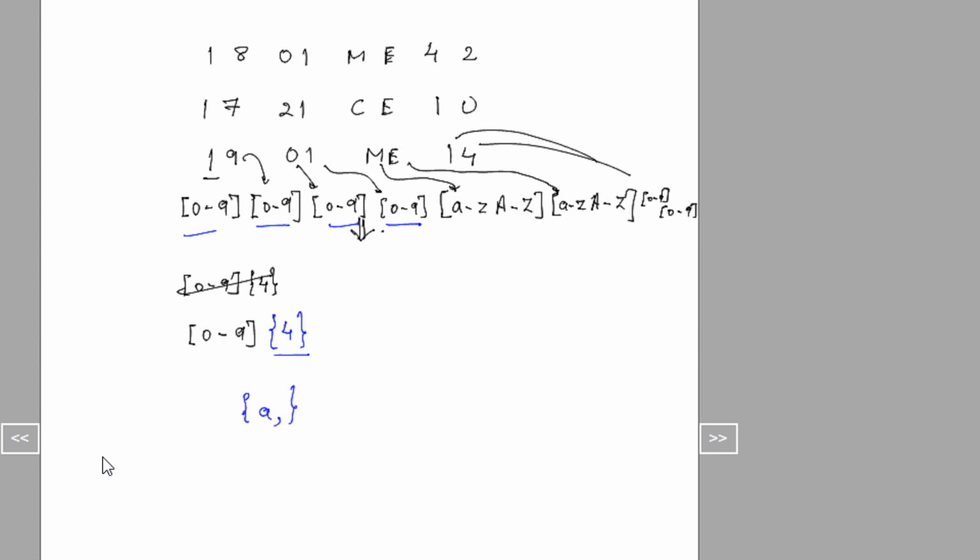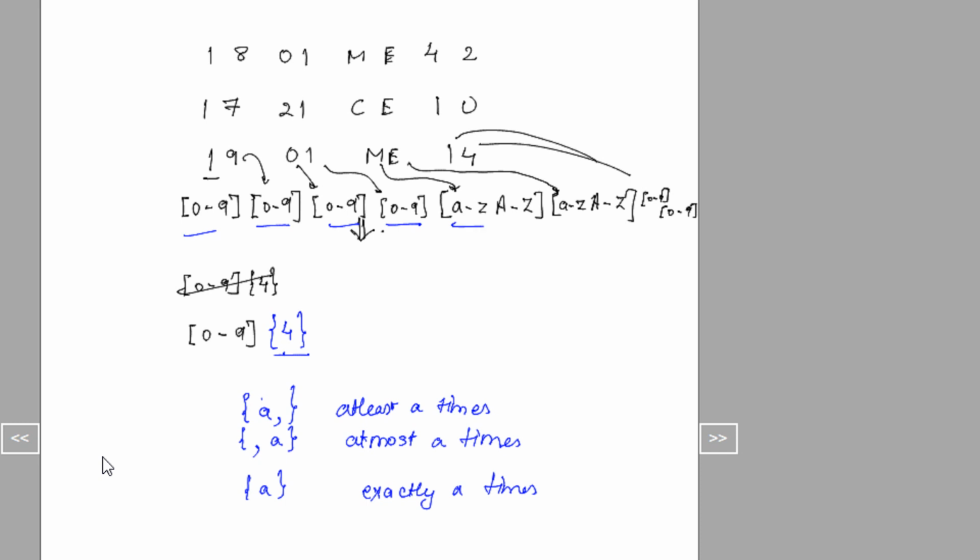A comma on the left hand side means at least A times. If you have comma A, this is at most A times. And if you have only A, so exactly A times, right? So this is exactly 4 times.